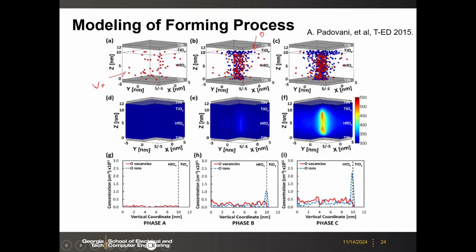And then locally, the temperature will also increase because of current flow, Joule heating. The electric field and also the temperature will help the oxygen migrate to the interfacial layer. In this case, they use titanium as a capping layer. Then they have the concentration along this direction. So at the end of the set process, you have a high oxygen concentration in the interface, as we proposed.